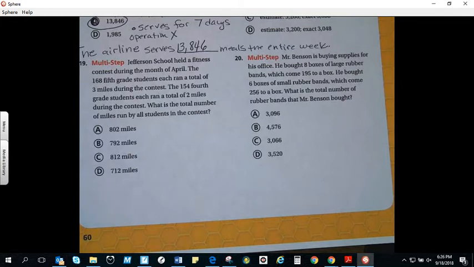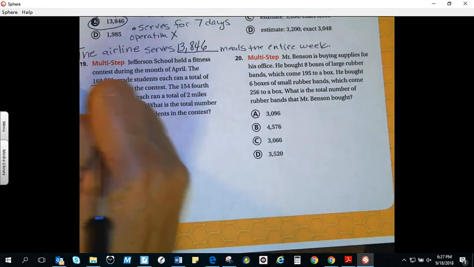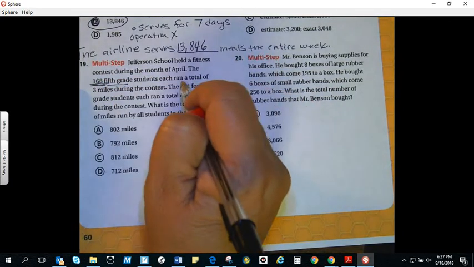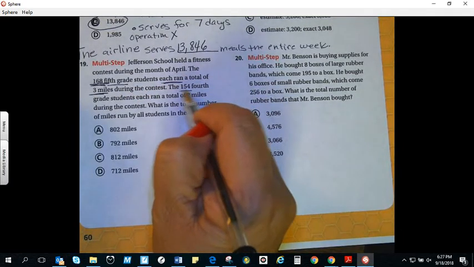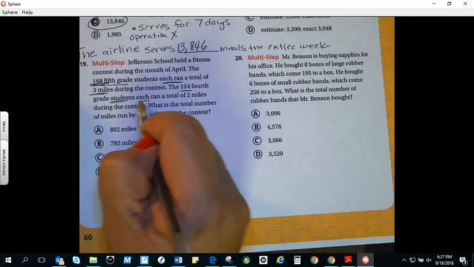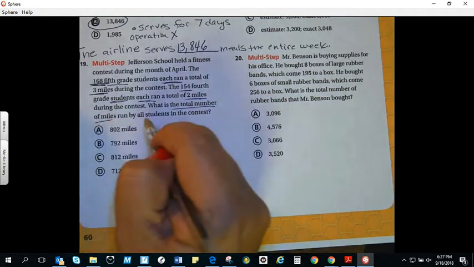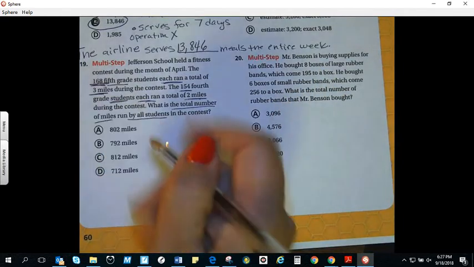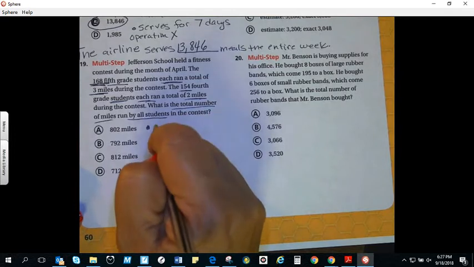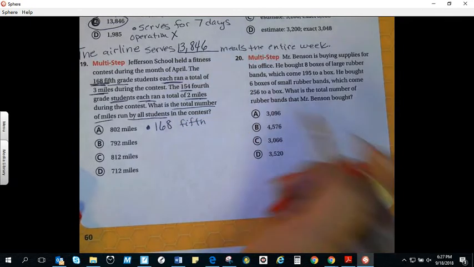Okay, multi-step. You know you're going to do this more than one time. We've been doing 1 steps up here. Now we're doing 2 steps. Underline the important information. I know that there's 168 fifth grade students. Each ran 3 miles. I also know that there's 154 fourth grade students. Each ran 2 miles. I want to know the total number of miles run by all students. Okay? Important information. It's about running. So now I'm going to bullet out my important information. There's 168 fifth grade students. I'm going to spell that out so there's not too many numbers.